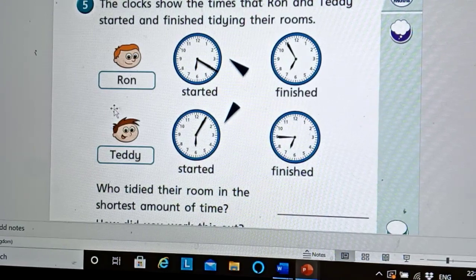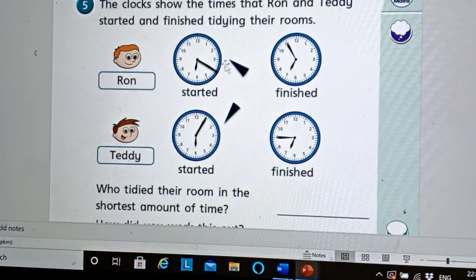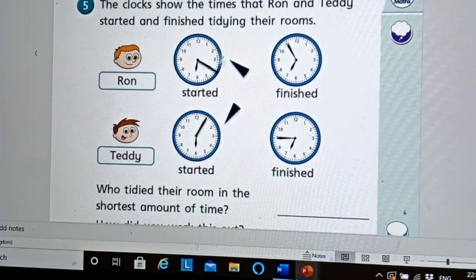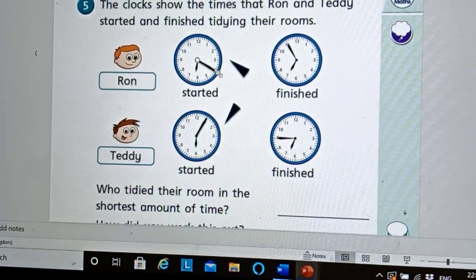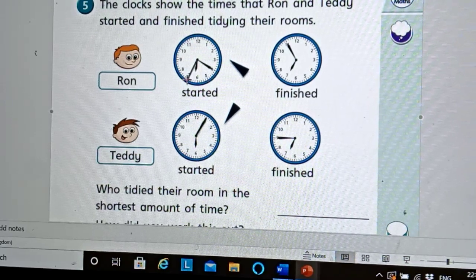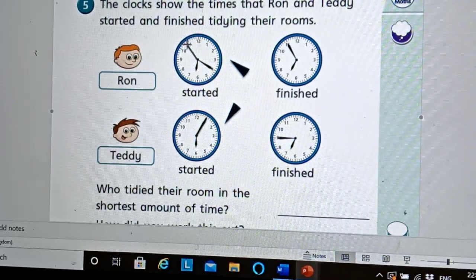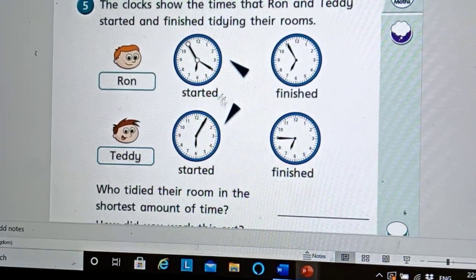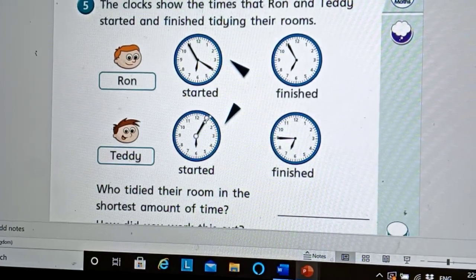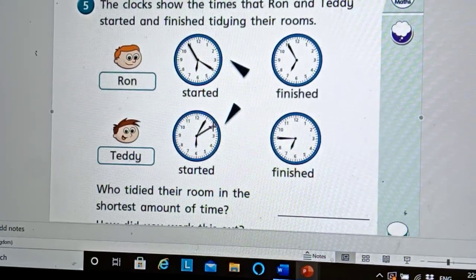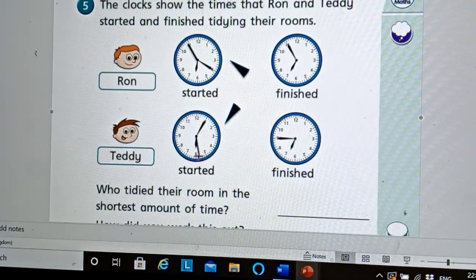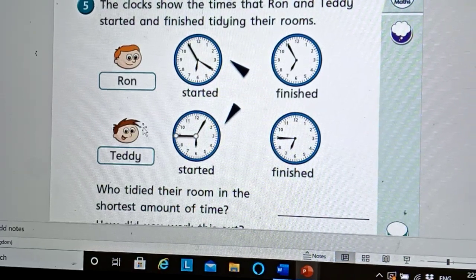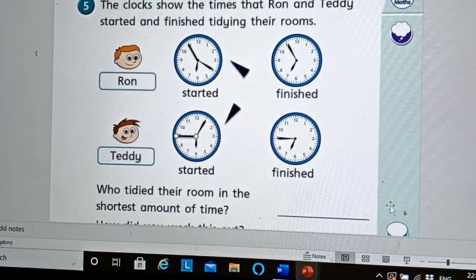Right, guys, I would like you to do these ones on your own. I'm going to do this in silence to show you how the start time ends up looking like that. So how long has Ron taken? And Teddy? How long has Teddy taken? And it says, who has tidied their room in the shortest amount of time?